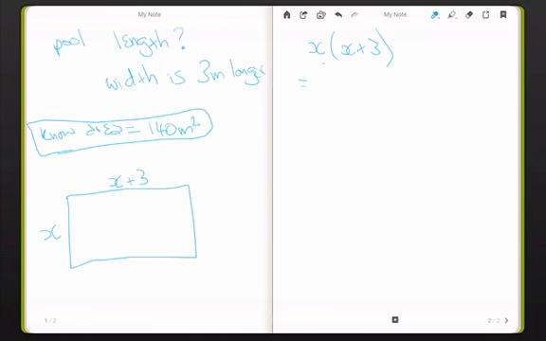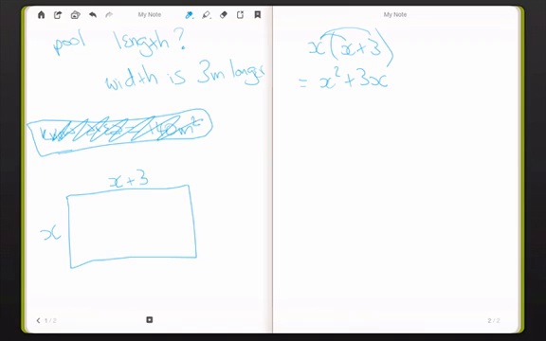So how would we expand our brackets? Remember, multiply by everything inside. So we end up with x squared plus 3x. So now we know that this is the area of the pool. Okay, actually, let's get rid of that. We don't need to do that for now. We'll do something like that later.